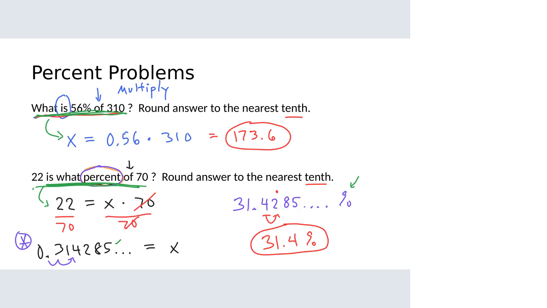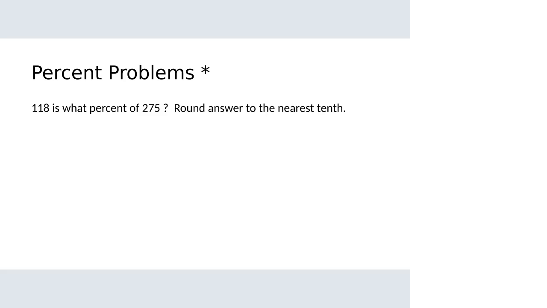All right, here goes. 118 is what percent of 275? Round your answer to the nearest tenth. I'll set up a poll for this one and give you a chance to try it.